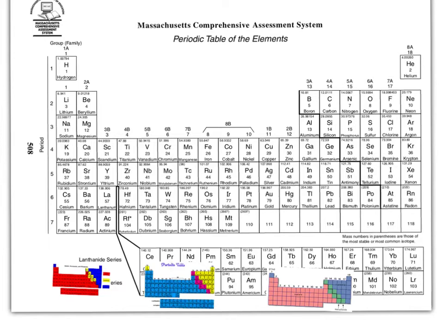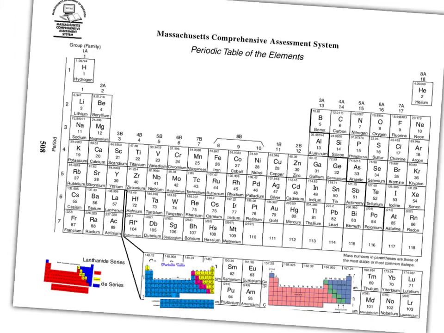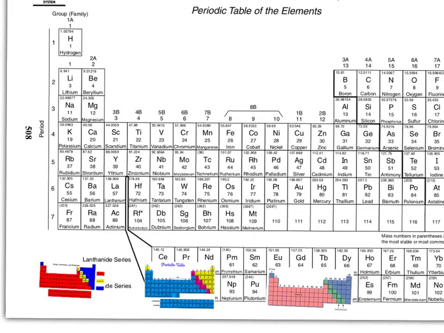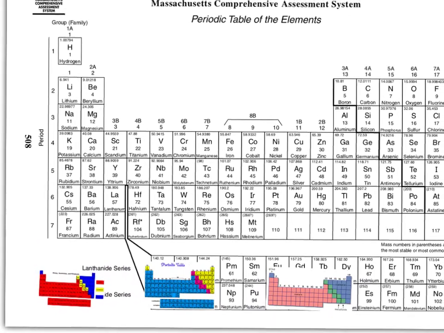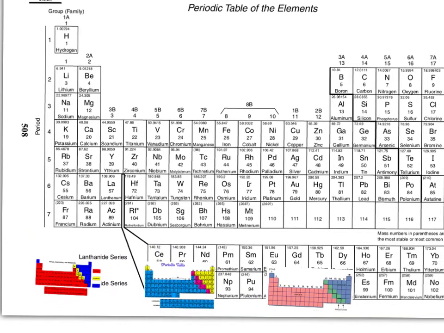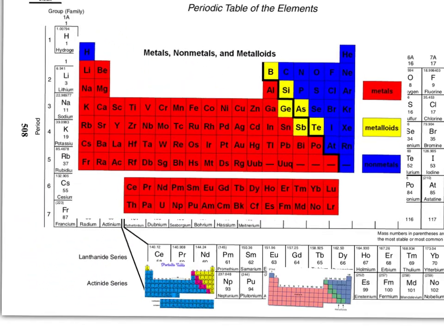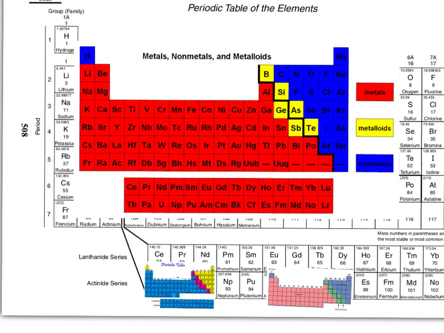So the interesting thing here is that when I Googled an image for metals, nonmetals, or metalloids, I came up with a couple different options here. So here was the first one, and you're going to notice that the yellow are the metalloids. So take note of that.